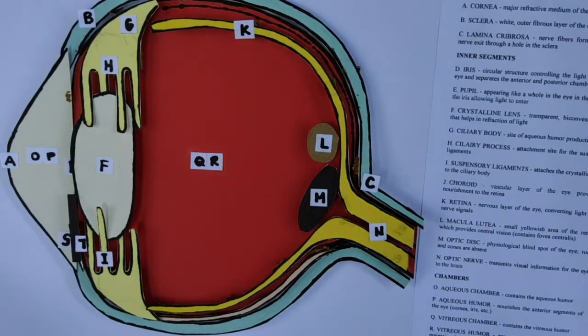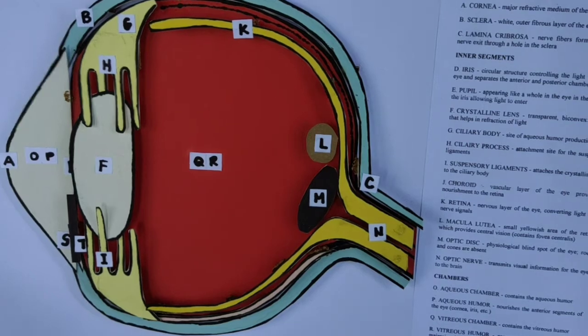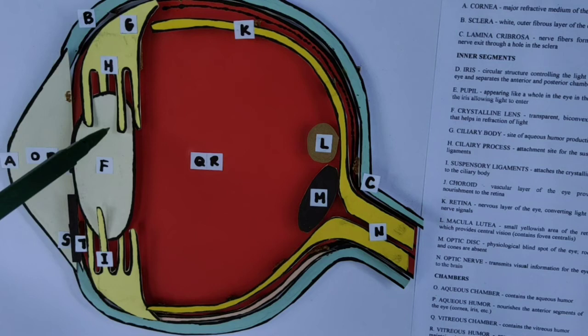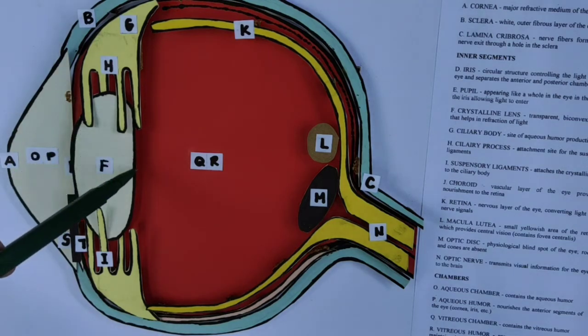Okay, the first refracting surface of the eye would be the anterior surface of the cornea. Remember, we're not talking about media anymore. We're talking about surfaces. The second refracting surface of the eye would be the posterior surface of the cornea. The third refracting surface of the eye would be the anterior surface of the crystalline lens. The fourth refracting surface of the eye would be the posterior surface of the crystalline lens.